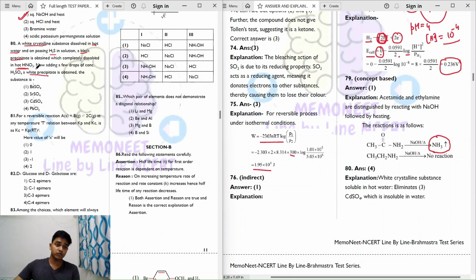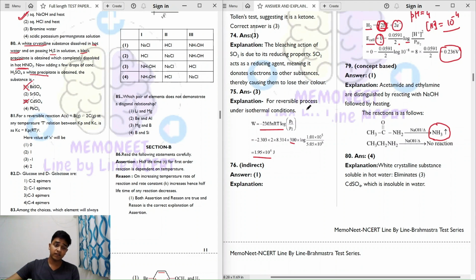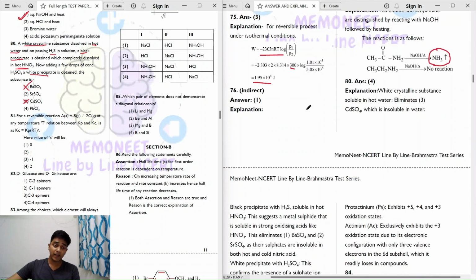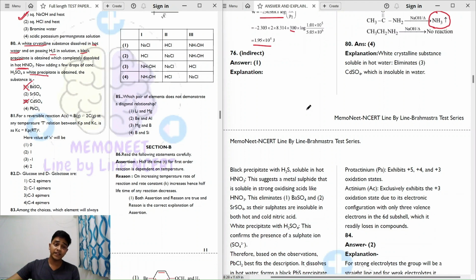So let's start with the first one. We have been given that the crystalline substance is dissolving in hot water. Cadmium sulfate is insoluble in water, so we can eliminate it straight away. We can also eliminate BaSO4 because barium sulfate is also insoluble. Then when we pass H2S in solution, we get a black precipitate, which is completely soluble in hot HNO3.